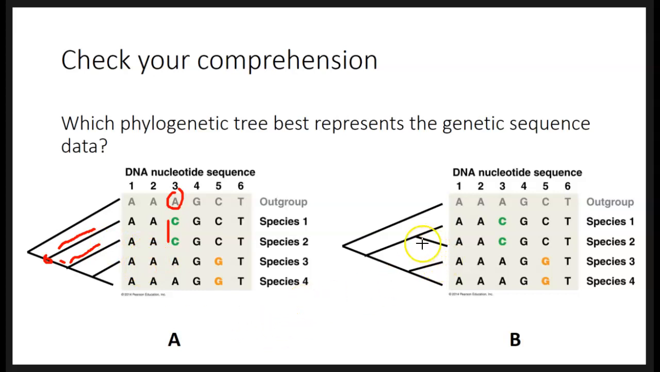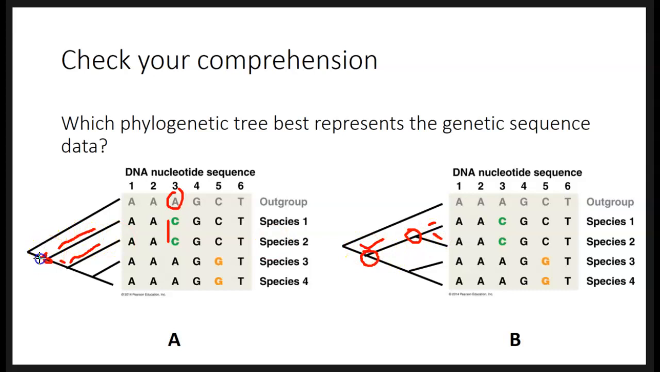However, another possible explanation is that one group of organisms that went on to include both species 1 and species 2 had this A to C change at the same time. And then some additional evolutionary change happened later in time that led to the differentiation of species 1 from species 2.